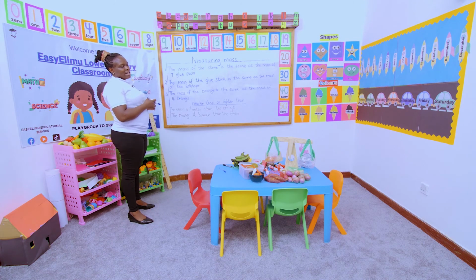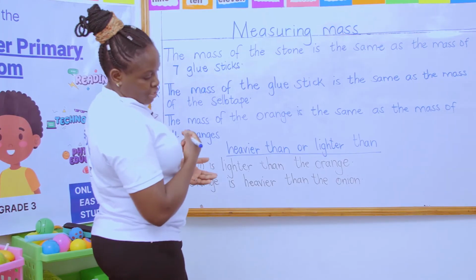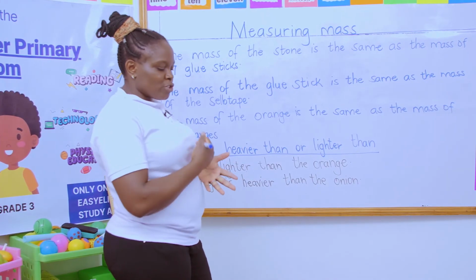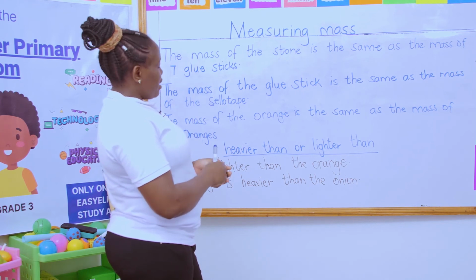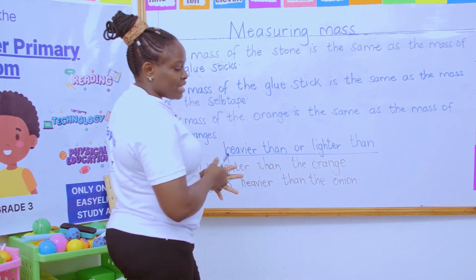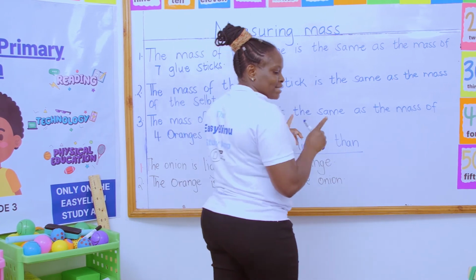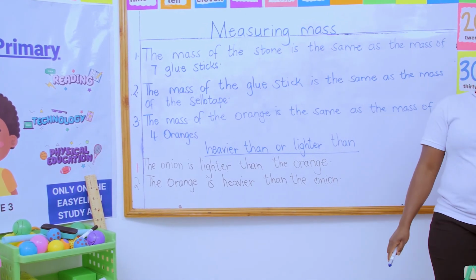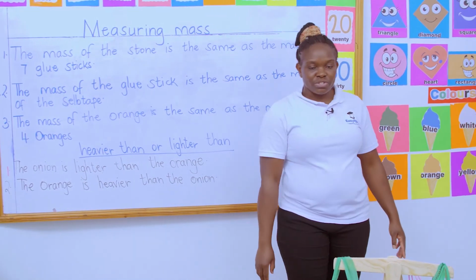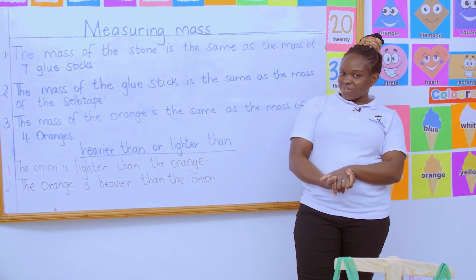So what can you say about the glass and the tomato? The glass is heavier than the tomato, or the tomato is lighter than the glass. And when I want to use the same as, I will say the glass has the same mass as how many tomatoes? As 3 tomatoes. Little angels. Any problem up to there?